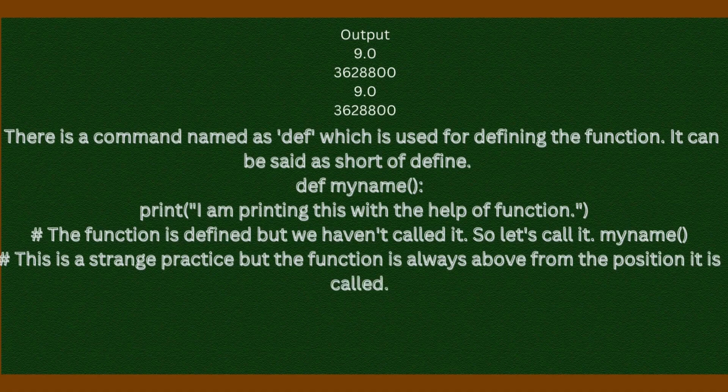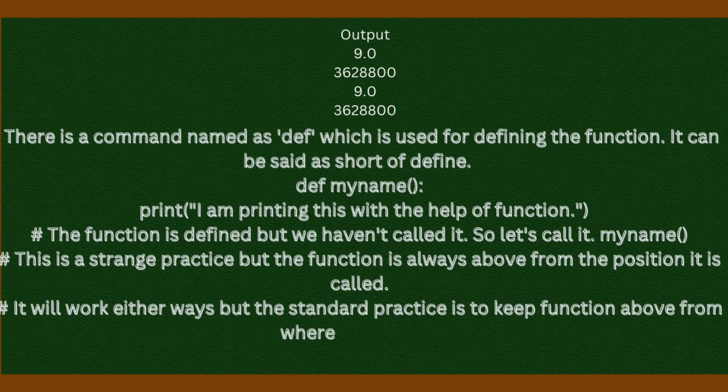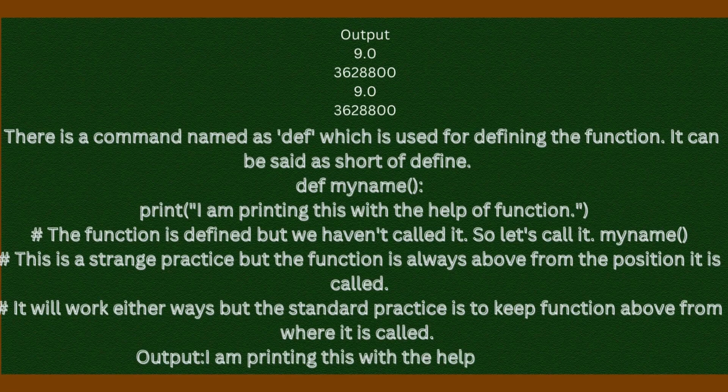Now I am going to call this function. So how can you call the function? You can call it with the name of the function, right? Now you can see the second hashtag. It will work either way, but the standard practice is to keep the function above where it is called, right? So its output is I am printing this with the help of function. In this way you can call the function, right?